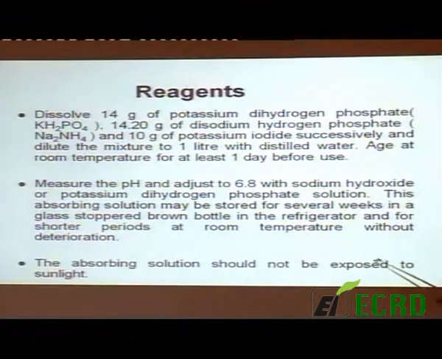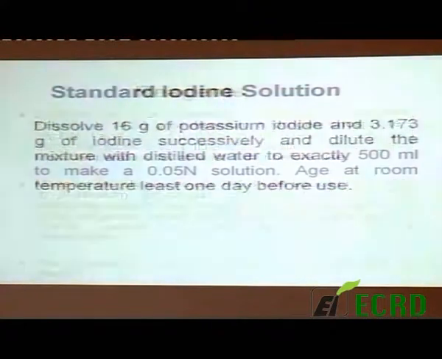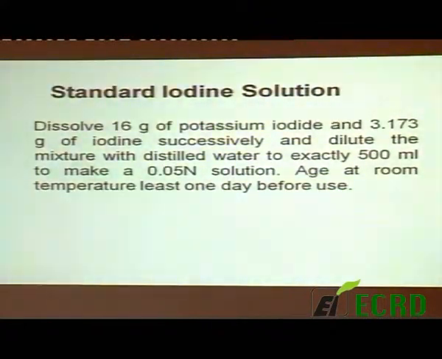The absorbing solution should not be exposed to sunlight. This is a precaution. Either you use amber colored glassware, or if it is not available, you cover the volumetric glassware with carbon or brown paper. Next. 16 gram potassium iodide and 3.173 grams of iodine successively, and dilute the mixture with distilled water to exactly 500 ml to make a 0.05 normal solution. Age at room temperature for 1 day before use. This is a standard solution.